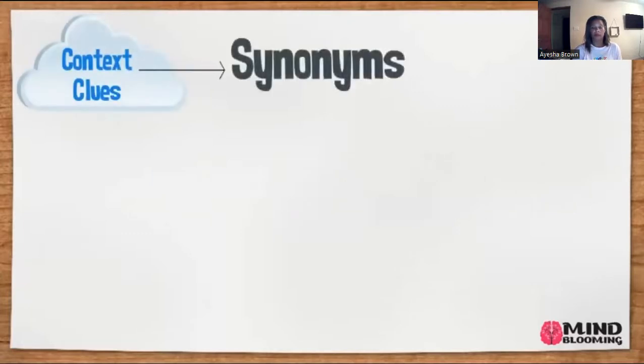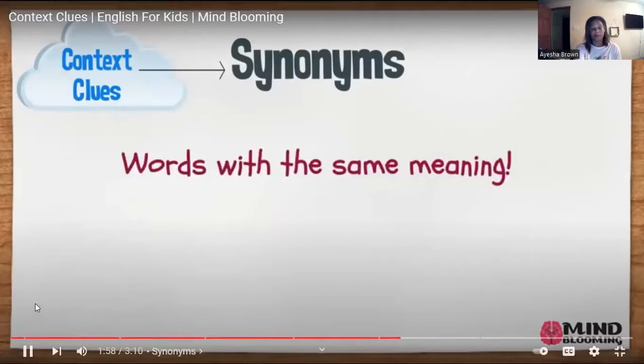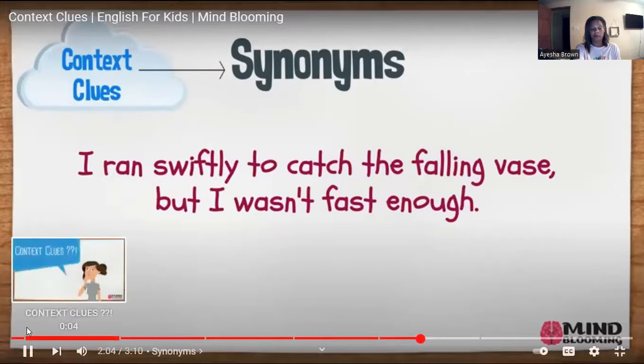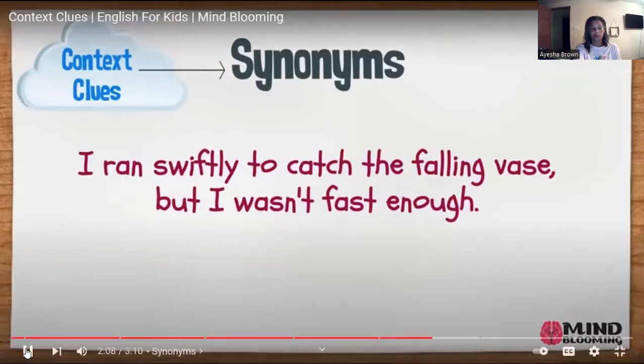Let's see how finding a synonym in the sentence can be a clue to figure out the meaning of a word. Okay, so remember, synonyms are words that mean the same. Remember that synonyms are words with the same meaning. I ran swiftly to catch the falling vase, but I wasn't fast enough. If I don't know the meaning of swiftly. All right, so swiftly is our word. I ran swiftly to catch the falling vase, but I wasn't fast enough.